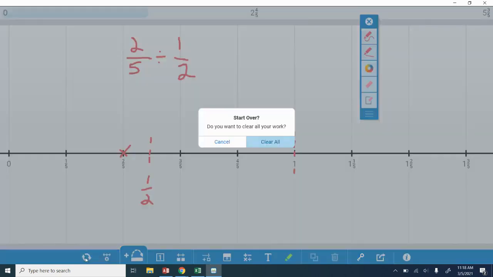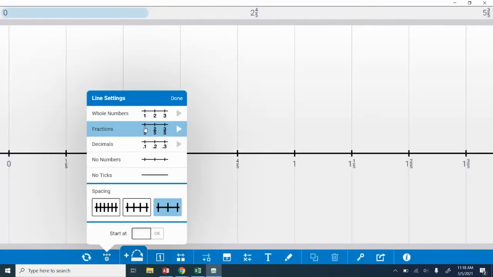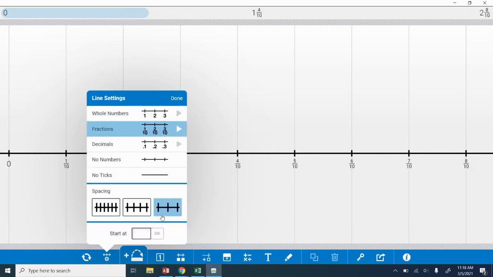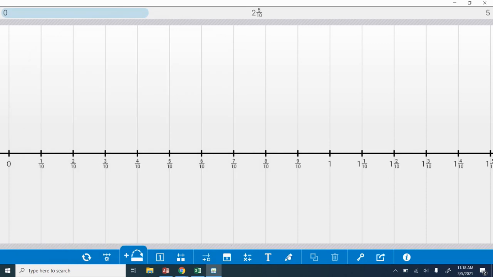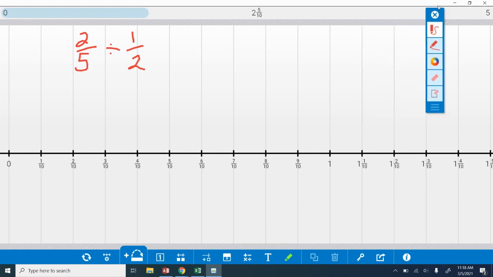We're going to remake our number line, and we're going to do that with tenths, since we decided on 10 for our common denominator. Scroll out just a little bit here so we can see. And I'll go ahead and put the problem back up. 2/5 divided by 1/2. So now we're looking at tenths. So we need to do a little bit of work here.